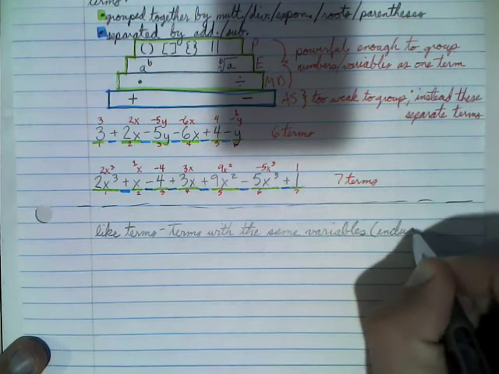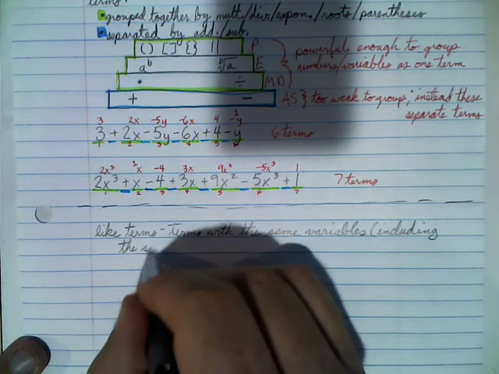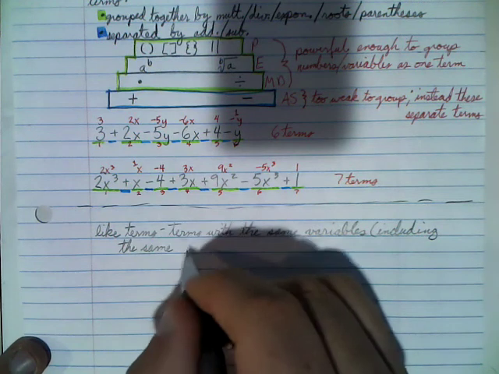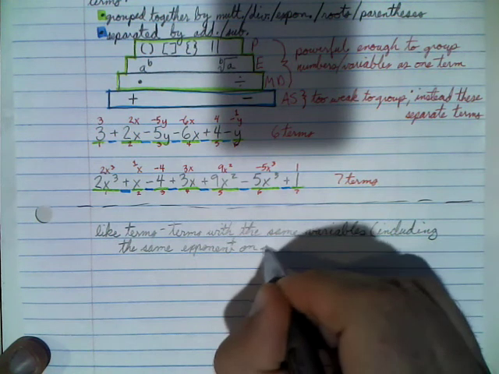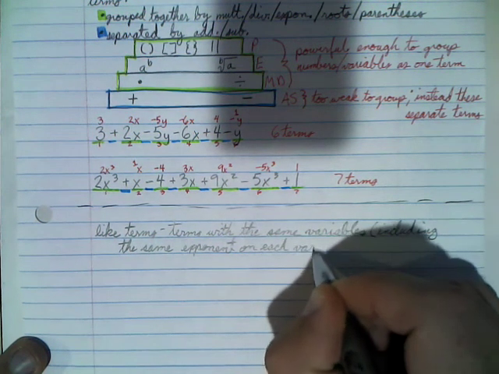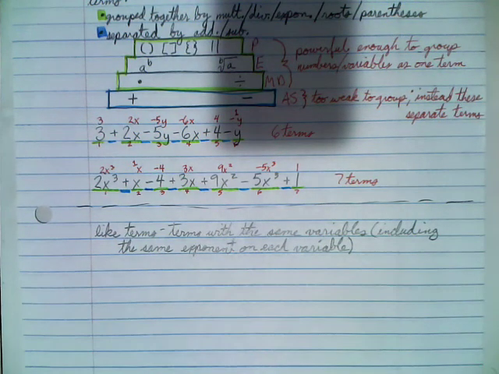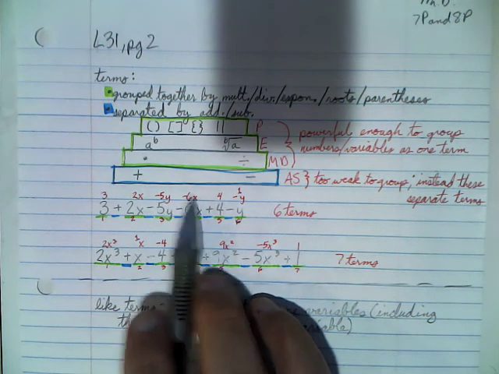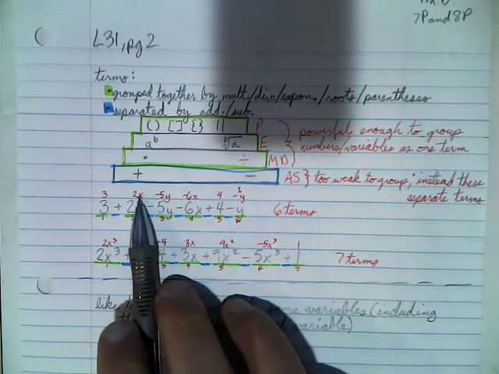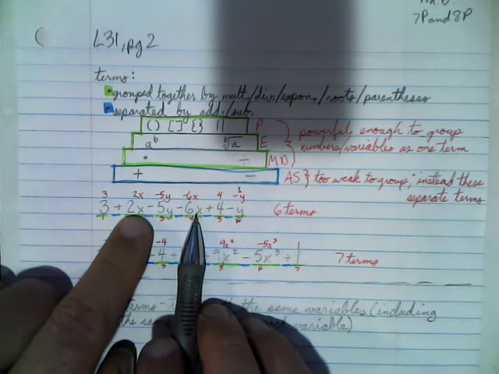And this is including the same exponent on each variable. So if one term has an x, another term has a y, these are not the same. If we look up here at this example, a negative 5y and negative 6x, this has a y, this has an x, these are not like terms. However, 2x and a negative 6x, they both have x in them. These would be like terms.